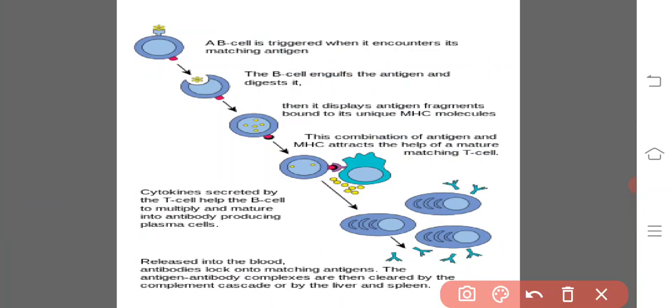A B cell is triggered when it encounters its matching antigen, and the B cell engulfs the antigen and processes it and then displays the antigen with the help of the MHC class II molecules. Now, this combination of antigen and MHC attracts the help of a mature and matching T lymphocyte. Thereby, these T lymphocytes produce different kinds of interleukins, otherwise the cytokines. These cytokines secreted by the T cell help the B cell to multiply and mature into the antibody producing plasma cells. These plasma cells have the ability to produce antibodies.